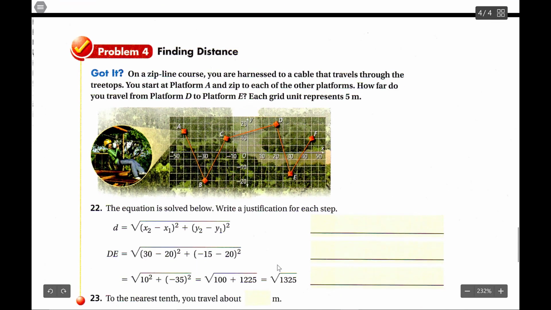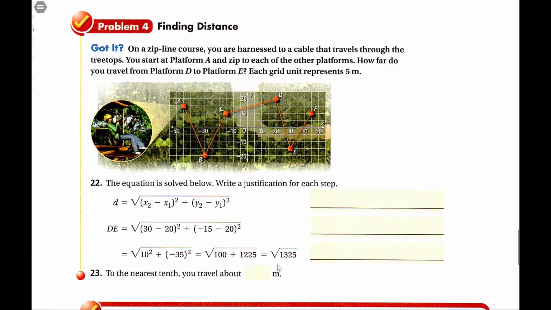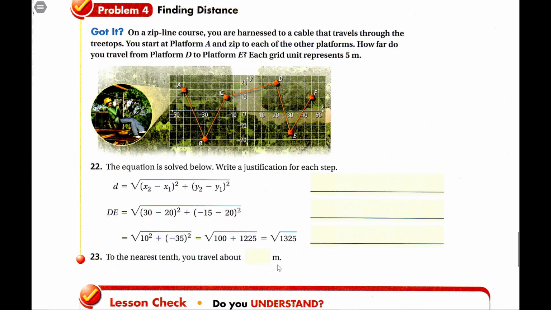This next diagram, we're given a zipline course, and you're harnessed to the cable that travels through the treetops. You start at platform A and you zip to each of the other platforms. How far do you travel from platform D to platform E? So what we're looking at here is from D to E. The highlighter doesn't show up, but you guys can see where D to E is.